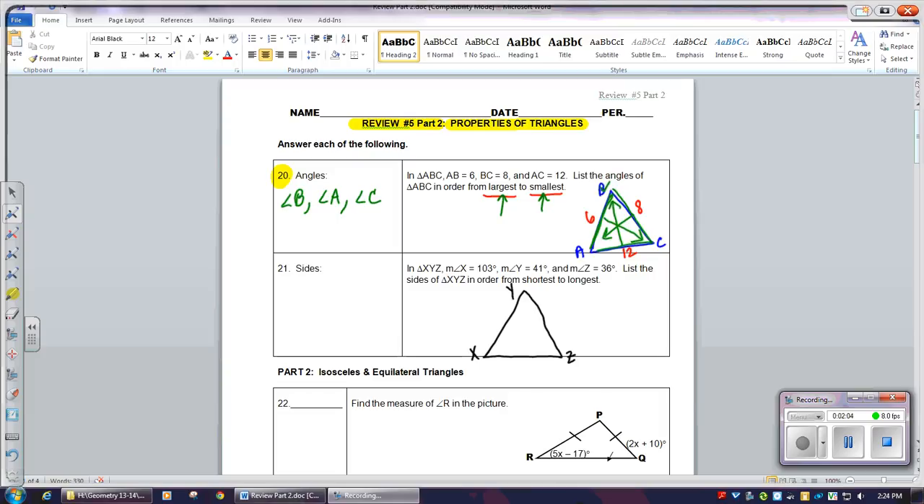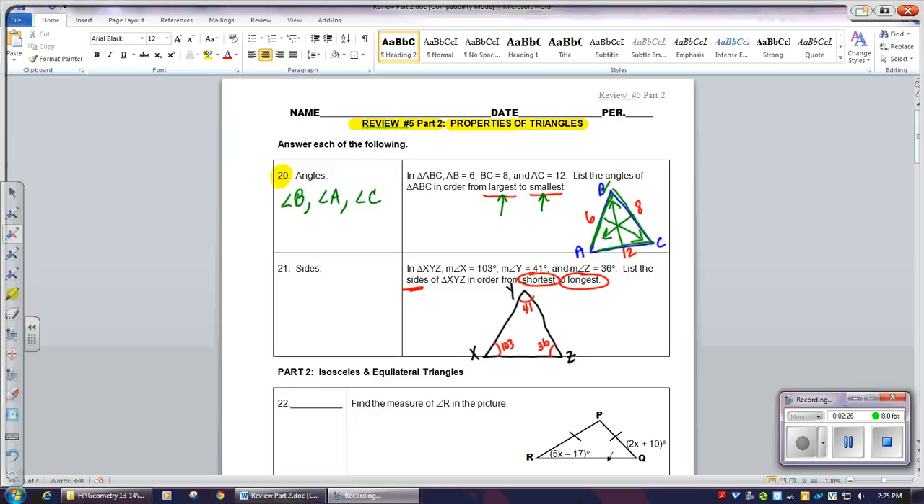The measure of angle X, that's this angle, is 103 degrees. The measure of angle Y, that's this angle, is 41 degrees. And the measure of angle Z, that's this angle, is 36 degrees. Now I've got something that's starting to make sense. This time list the sides in order from shortest to longest.